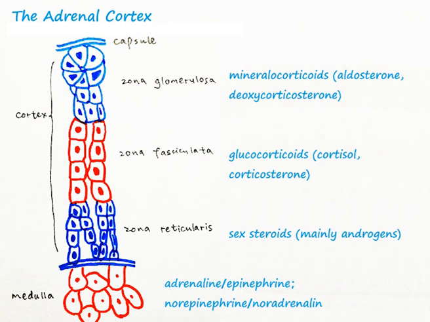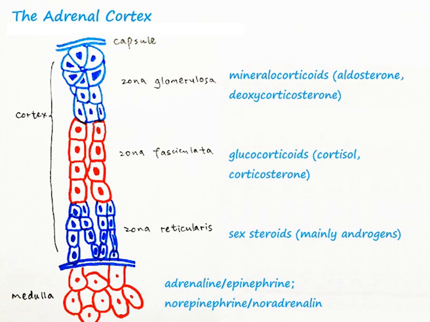The adrenal cortex. The adrenal medulla occupies the central portion of the adrenal gland and accounts for 10% of total adrenal gland volume. There is no clear demarcation between the adrenal cortex and the adrenal medulla.